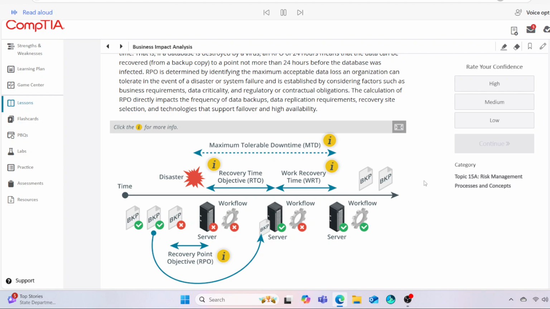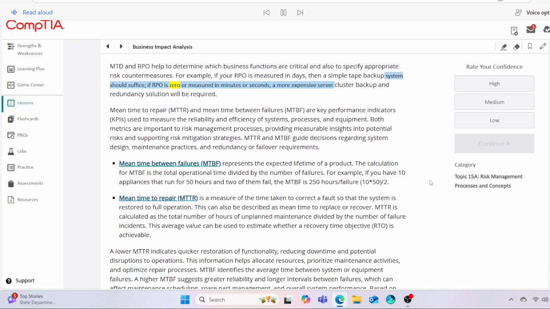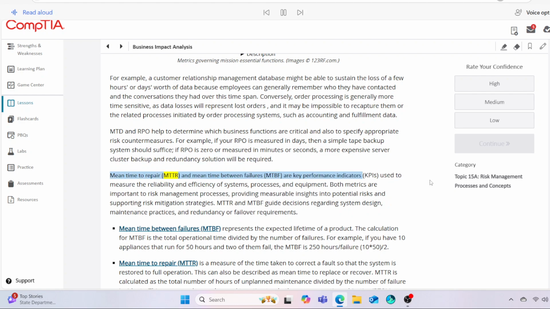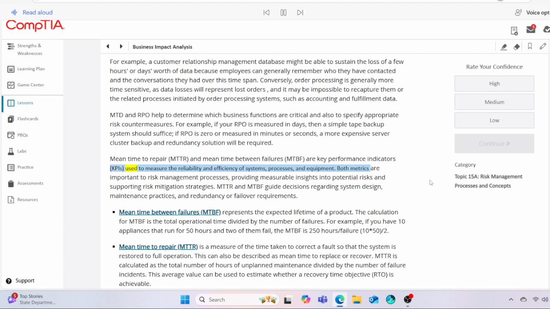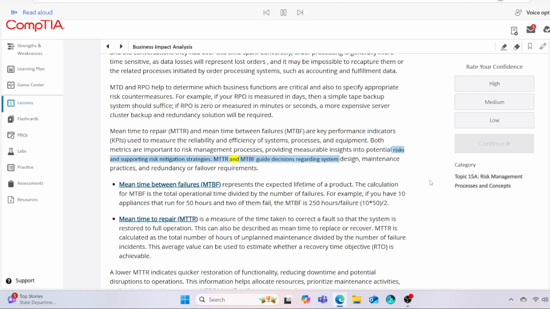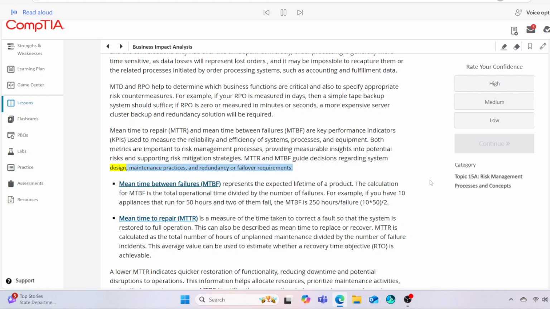For example, if your RPO is measured in days, then a simple tape backup system should suffice. If RPO is zero or measured in minutes or seconds, a more expensive server cluster backup and redundancy solution will be required. Mean time to repair, MTTR, and mean time between failures, MTBF, are key performance indicators, KPIs, used to measure the reliability and efficiency of systems, processes, and equipment. Both metrics are important to risk management processes, providing measurable insights into potential risks and supporting risk mitigation strategies. MTTR and MTBF guide decisions regarding system design, maintenance practices, and redundancy or failover requirements.